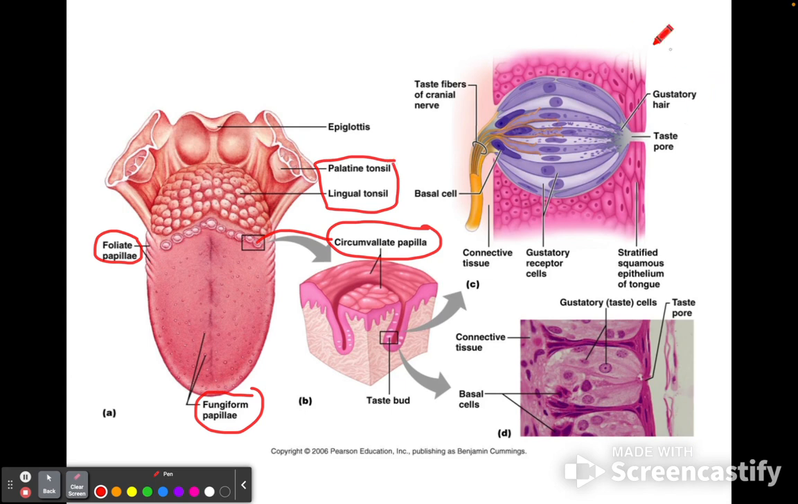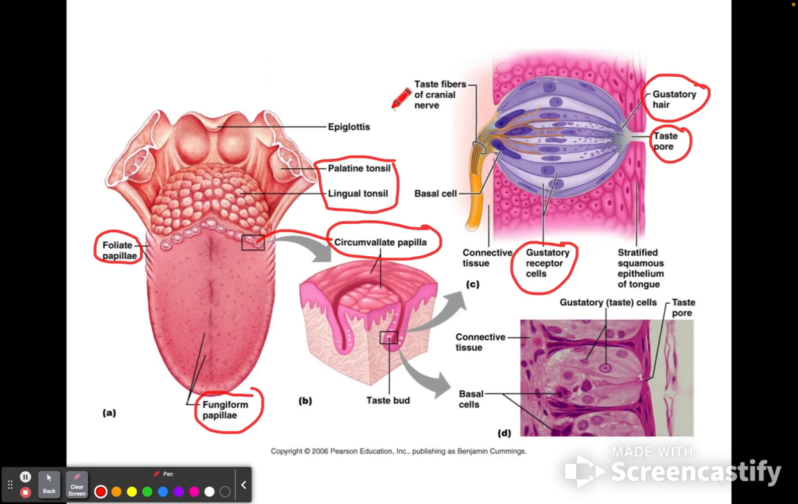We need over here, within the taste bud, we need to know what is the taste pore. We're going to see that again in a second. Those gustatory hairs and these purple receptor cells. Okay, those are the main things to label.